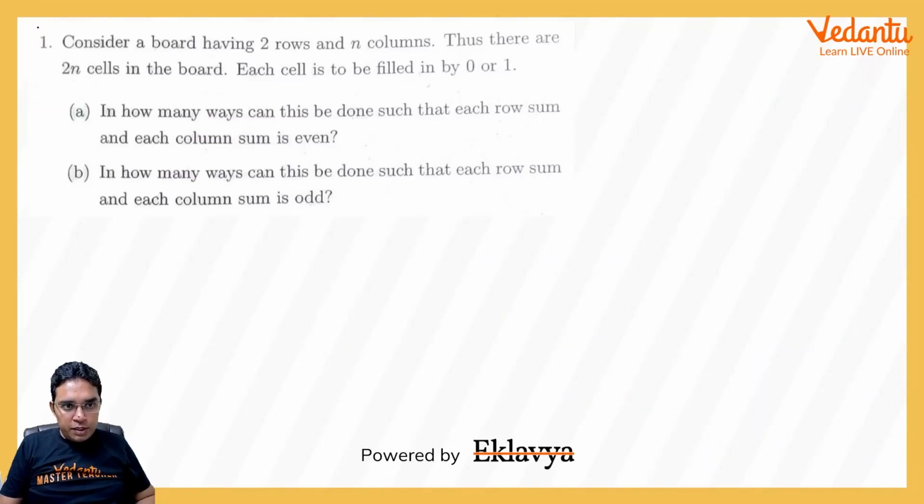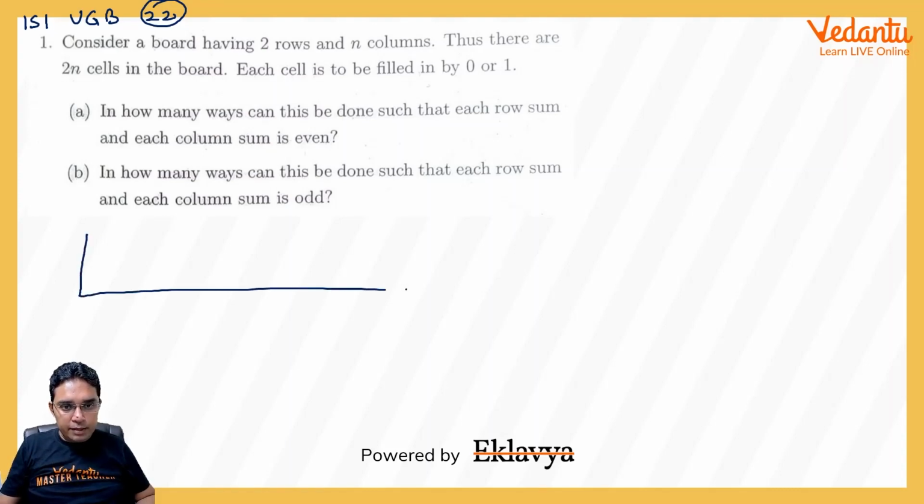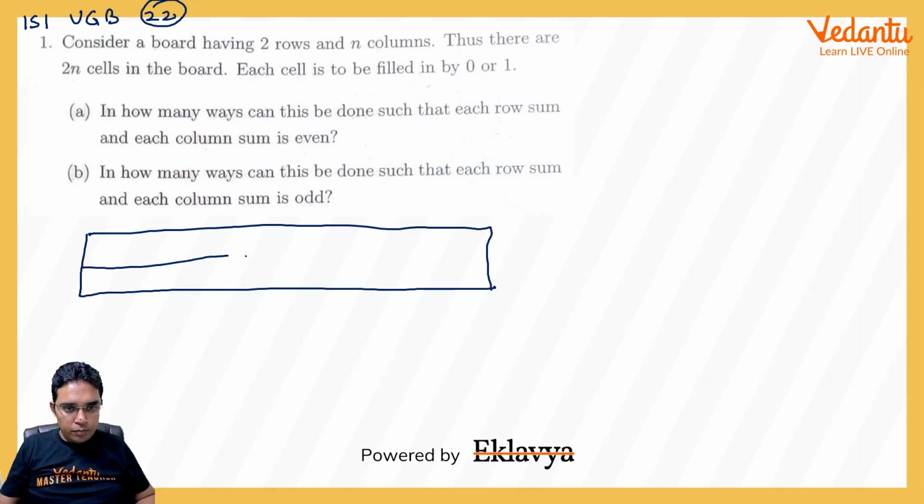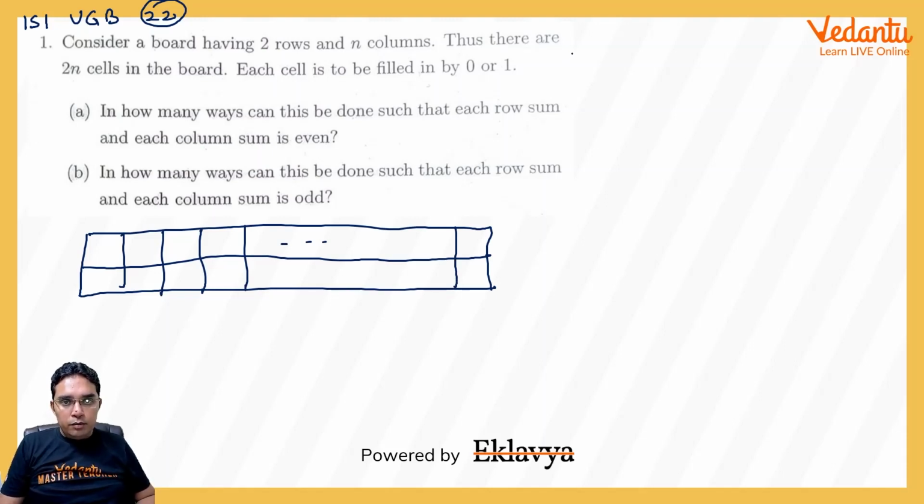Now coming to this question, I have taken this from ISI UGB of this year only, 2020. And one very interesting question, please see what it is. Consider a board having 2 rows and n columns. Okay, 2 rows and n columns means it will be something like this. Two rows and first column, second column, third column, fourth column, and so on, and this is the nth column, and we have to fill them by 0 or 1.